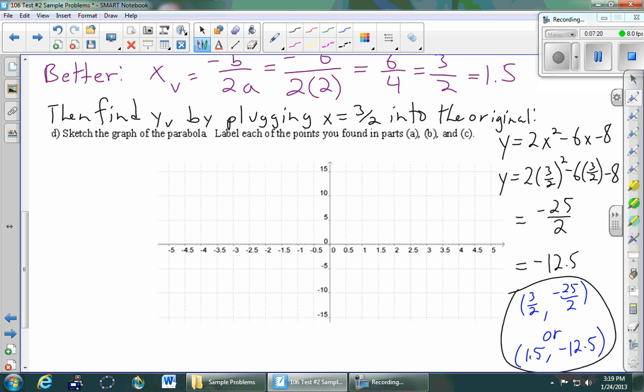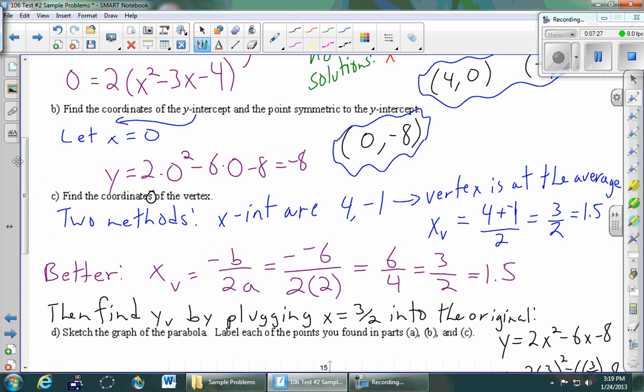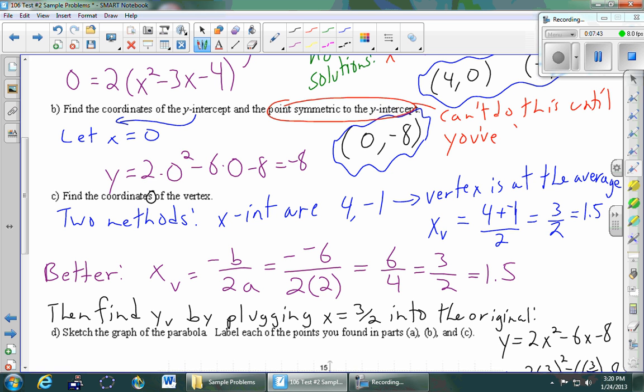And now that we know where the vertex is, we can go back and answer this question that was a little bit out of order. Up above, we were asked to find the point symmetric to the y-intercept. So maybe we'll just make a note. Can't do this until we found the vertex. Okay, so the y-intercept right there is highlighted, 0, -8. We're going to use that.